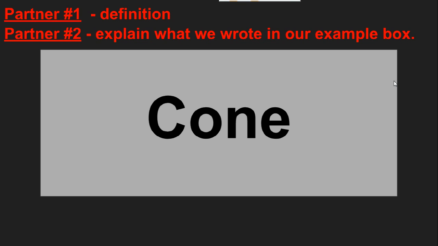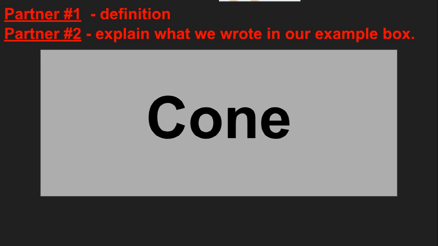Before we get into the book, we're going to do a little bit of review. I want you to get your Cornell notes out. I'm going to give you a second to get those out if you don't already have them out. Okay, now that your notes are out, we're going to look specifically at cones and what we wrote down for cones. If you're partner number 1, you're going to be reading the definition we wrote. Partner number 2, you're going to explain what we wrote in the example box. So 1s have the definition that we filled in our blanks. 2s are explaining what we wrote in our example box. Ready, go.